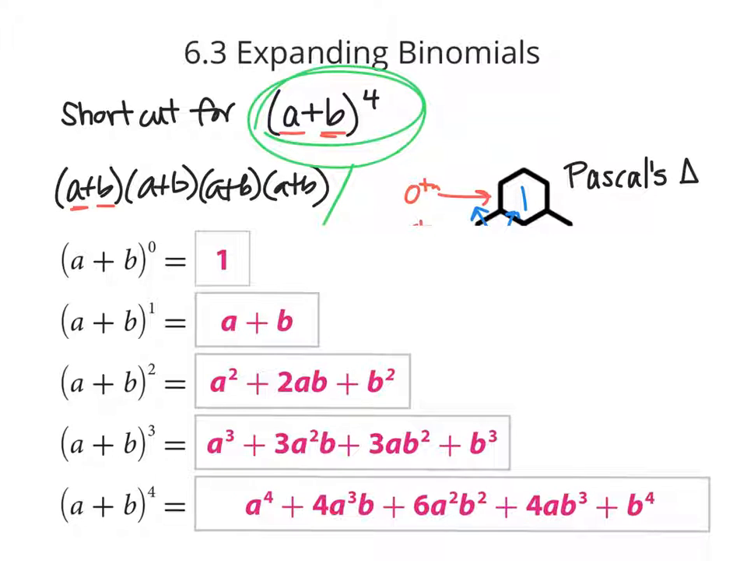And then the very last pattern that you want to notice is that every term is going to have the same degree. So take this last row, for instance. This is a to the 4th, that's a degree of 4. On this second term, I have 3 a's and a b, that's still a degree of 4. In the middle term, I have a squared, b squared, that's still a degree of 4. On this next term, I have a, b to the 3rd, that's still a degree of 4. And then b to the 4th is a degree of 4. So I have all those notes. Let's do one quick example.